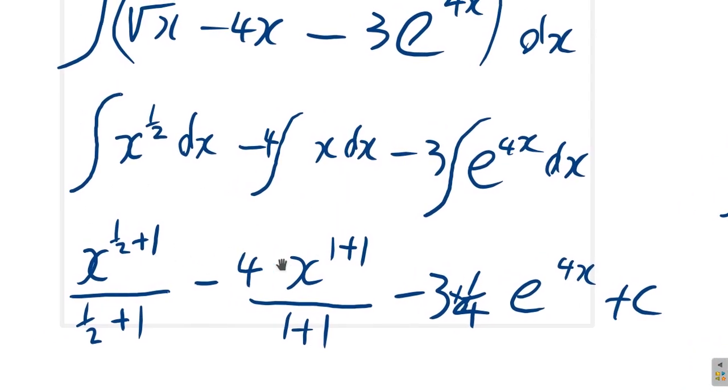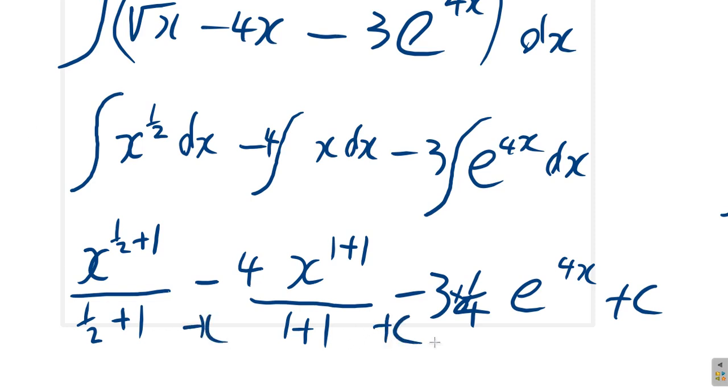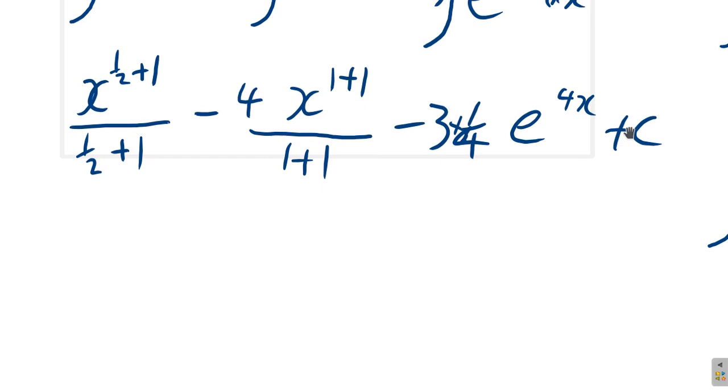I didn't put a plus c here and here, because if we put plus c here and plus c here and plus c here, it's 3 constants. And when you add the 3 constants, you just get another constant. So you don't need to put it yet. Just put it out here.